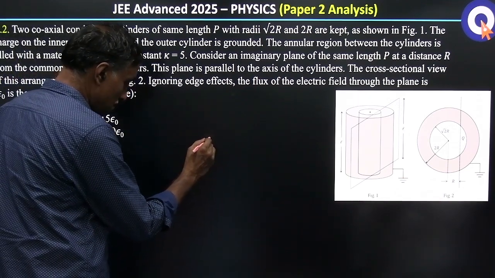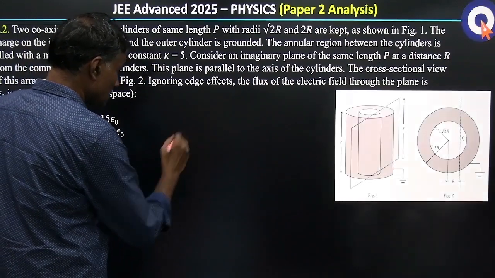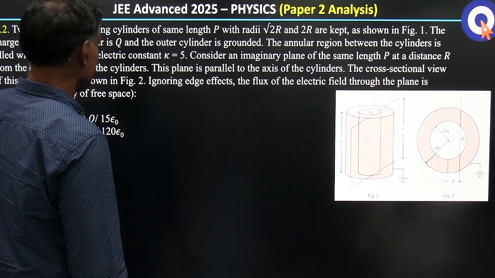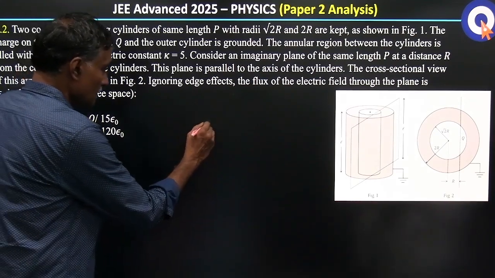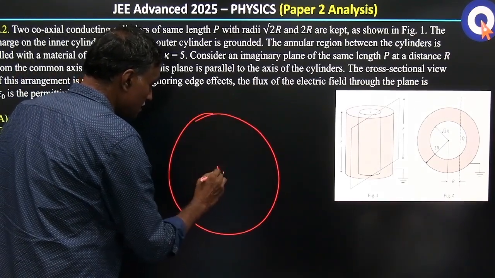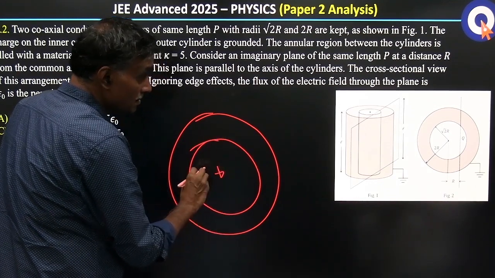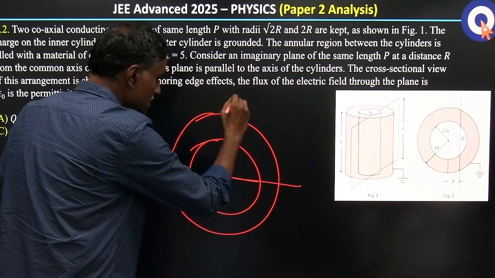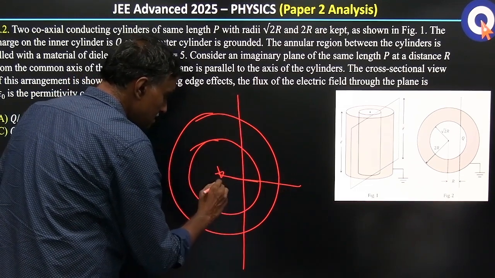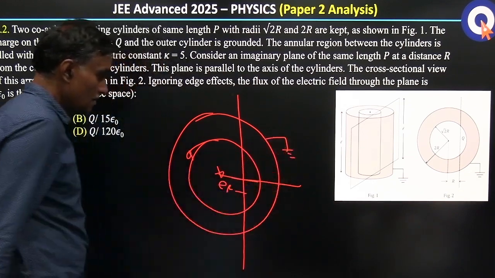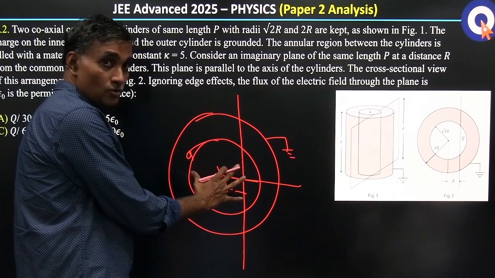Once we see the cross section, it is a circle, and the inner cylinder has a radius root 2r, the outer cylinder 2r. So this plane cuts the inner cylinder at a distance r. The charge on the inner cylinder is q, and the outer cylinder is earthed. So what is the electric field inside the inner cylinder? It is 0.